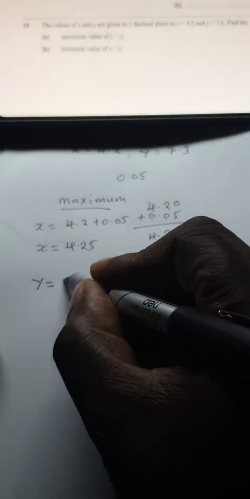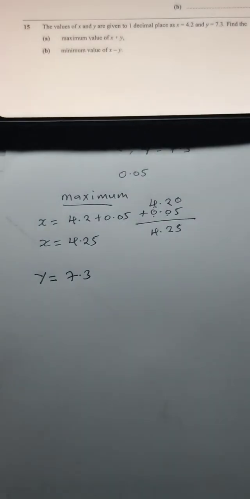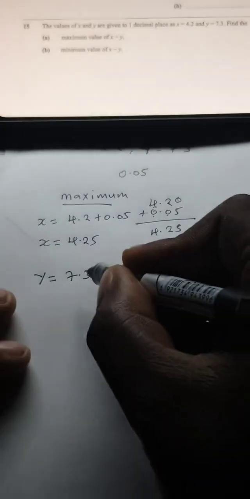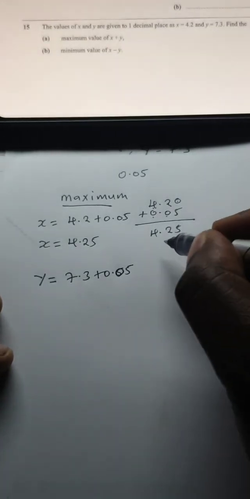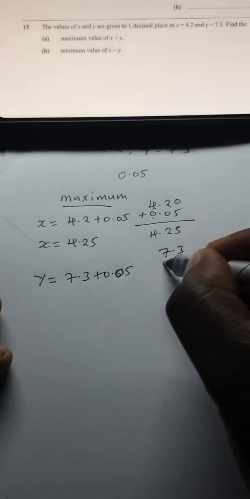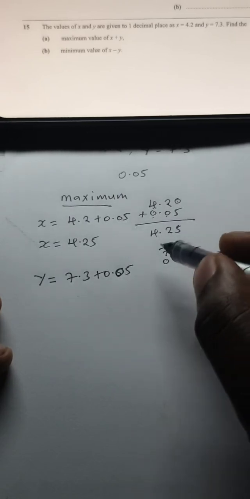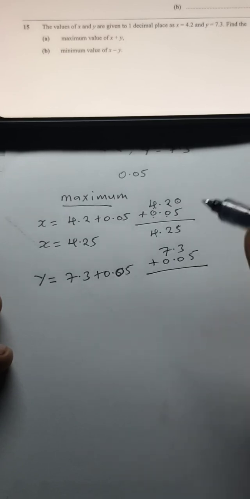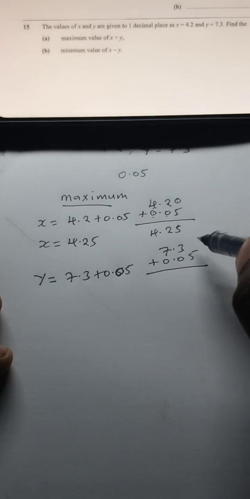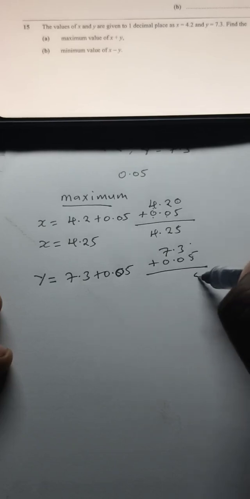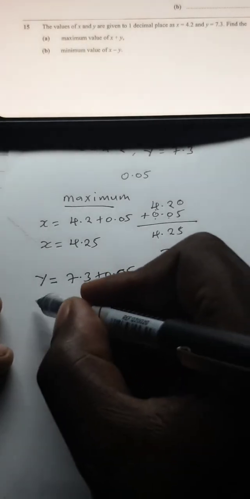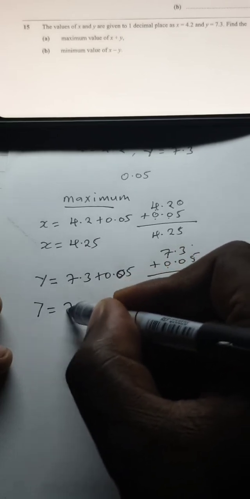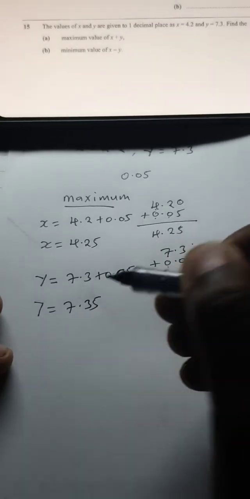What about the maximum value of Y, which is 7.3? We'll still add 0.05. So it will be 7.3 plus 0.05. 0 plus 5 is 5. 3 plus 0 is 3. 7 plus 0 is 7. So the maximum value of Y will be 7.35.